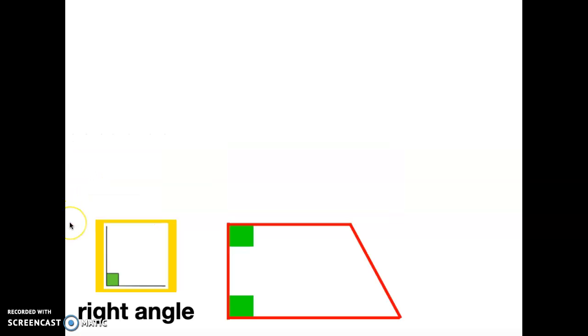The next symbol we're going to look at is this one right here. This shows that it is a right angle. So in the example right here, at this corner here, this shape has a right angle. This shape also has a right angle down here. At this corner, it is not a right angle. At this corner, it is not a right angle either.